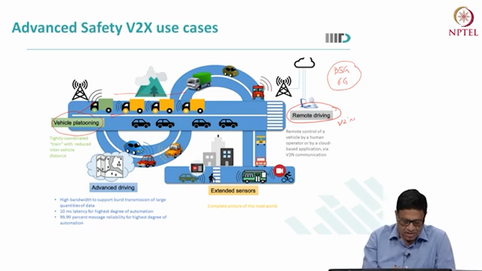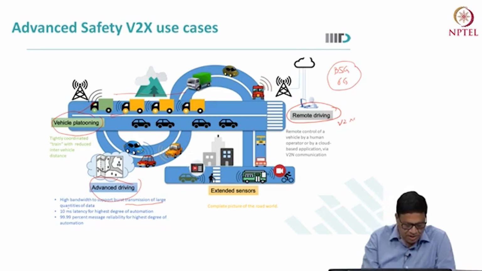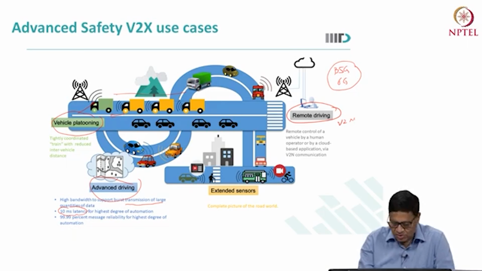The other application or use case is in advanced driving, where you require high bandwidth to support bulk transmission of a large quantity of data. So you are talking in terms of hundreds of megabits, 100 megabits per second, of transport of data, and the latency requirement is further reduced for certain applications, which is of the order of 10 millisecond. And then the reliability is 4 nines or 5 nines, that is a requirement.